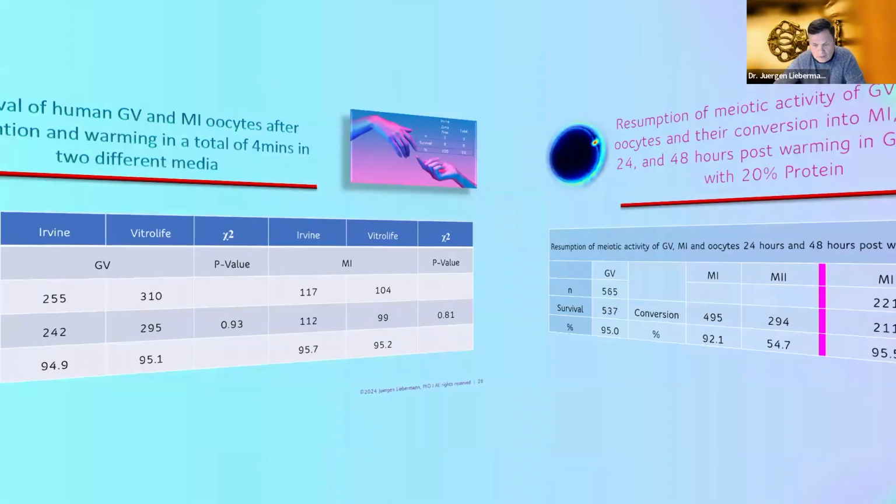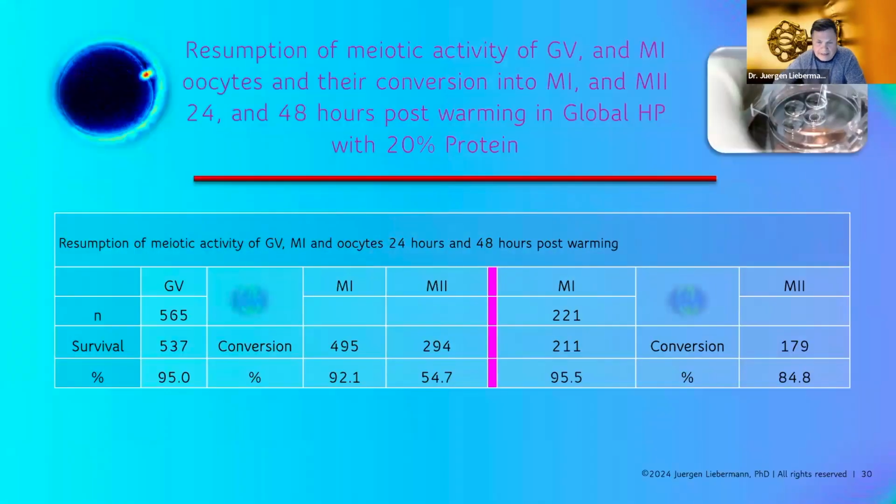Of course, I didn't stop at this moment just to consider them as survived. I cultured them for 24 and even 48 hours just to see if they can also regain their meiotic activity. So out of these 565 GVs, 95% survived. 24 hours later, I had about 92% converted to metaphase 1, so a breakdown of the germinal vesicle. And then finally, about 55% of them converted to metaphase 2.